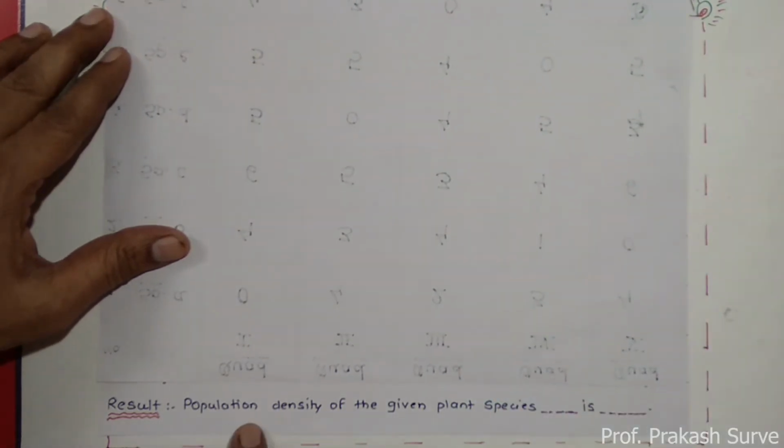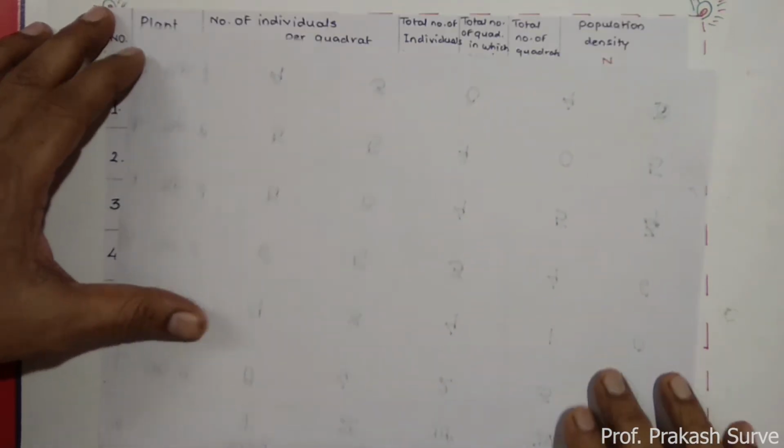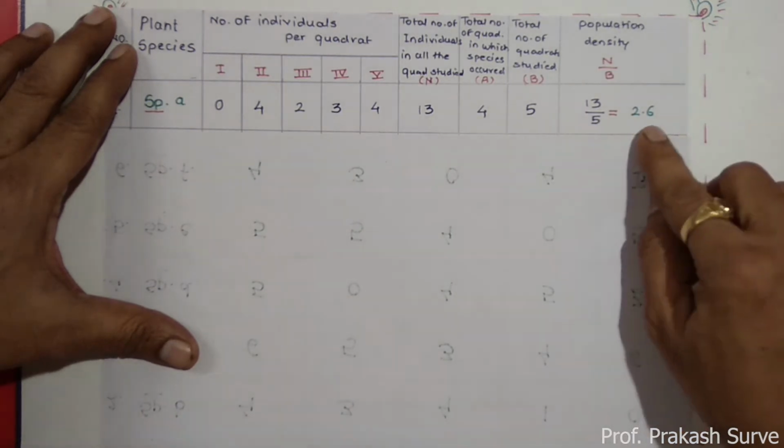So here the result is the population density of the given plant species A. Suppose you get A, then write about the density of that species A. So for species A, we got the density 2.6.